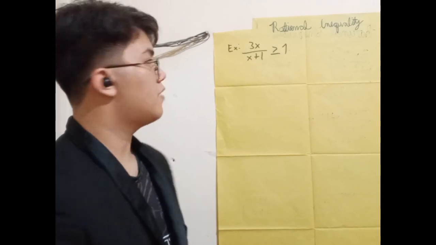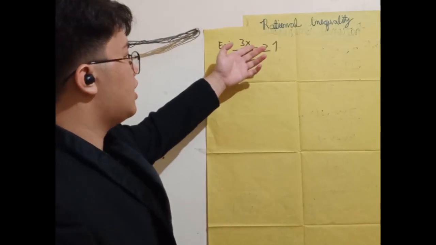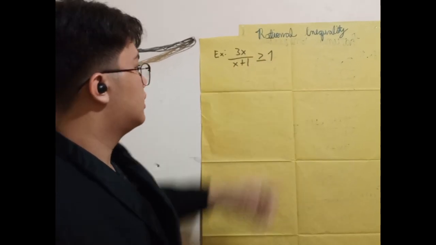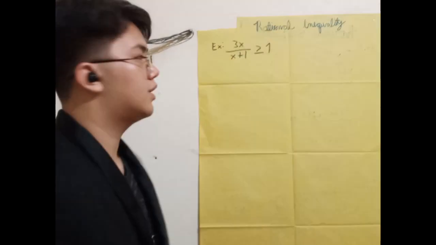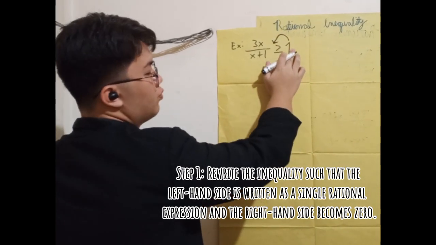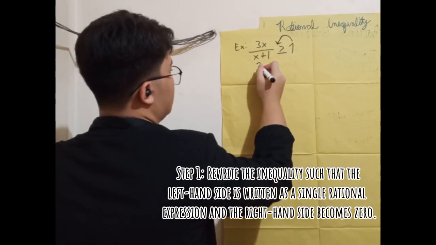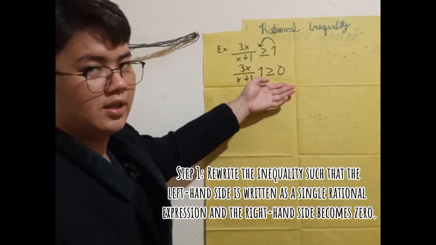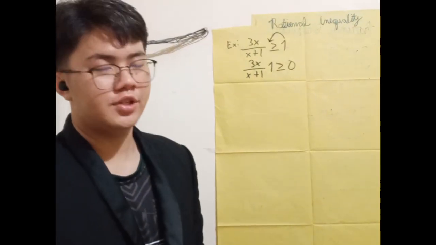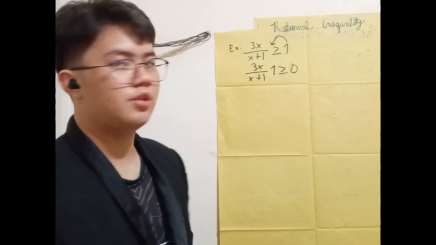Now, we have here our first example, which is 3x over x plus 1 greater than or equal to 1. So, the first step is that we put 1 in here, and basically this side will turn out 0. Like this. Then, after step 1, let's solve the equation.